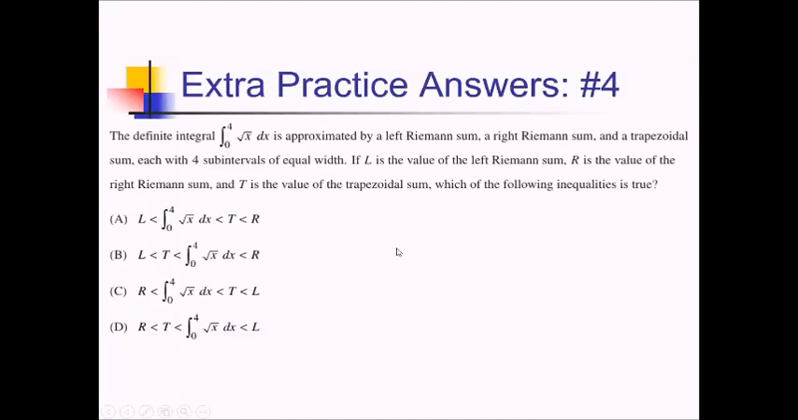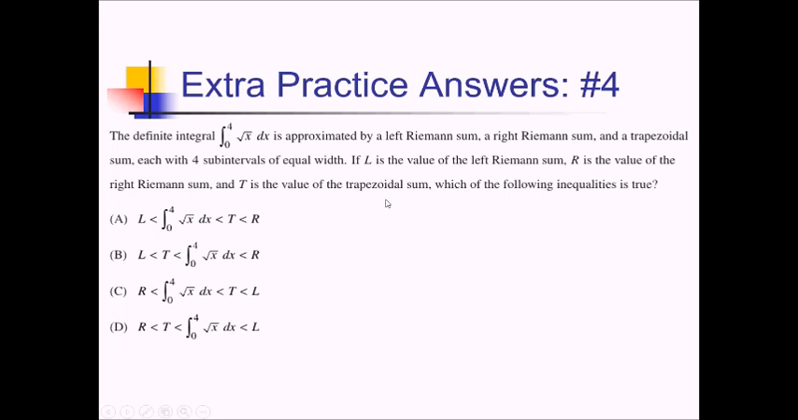For this problem, we have a definite integral from 0 to 4 of the square root of x, approximated with a left Riemann sum, a right Riemann sum, and a trapezoidal sum, each with 4 subintervals. So we've got L, R, and T to represent those different sums. We want to know what order we should put those sums in.